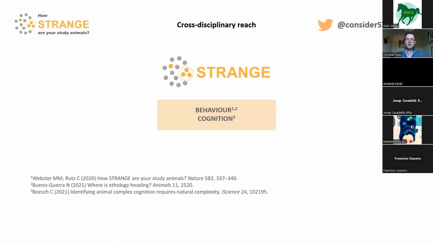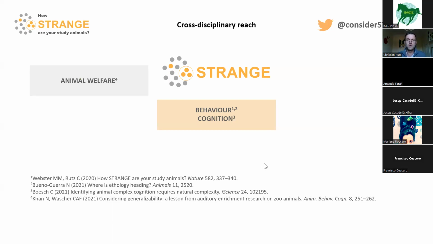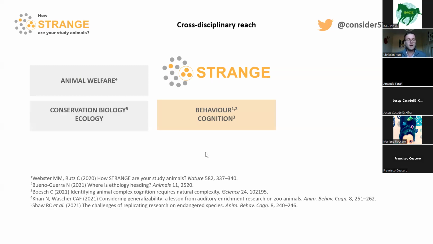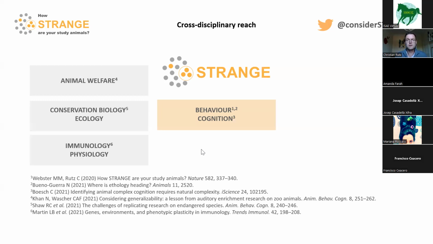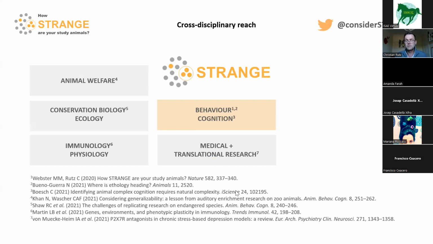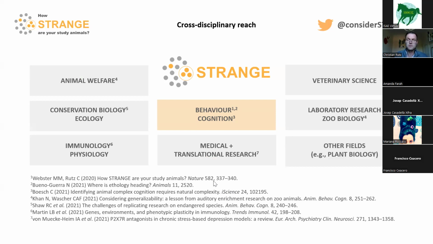STRANGE was originally conceived as a tool to be used in animal behavior and cognition research. This is my background and it's Mike Webster's background, but almost within 48 hours of publication, other people, colleagues from other disciplines told us how it applies to their research fields. There is now significant interest from the animal welfare research community, which is today's topic. People who work in conservation biology and ecology look into the relevance of STRANGE for their work. Immunology and physiology, medical and translational research, which very often uses rodent model systems, they are interested in STRANGE. Veterinary science, laboratory research and zoo biology and other fields. Believe it or not, some people are thinking of adapting the STRANGE framework for research on plants. So it's really broad in scope.